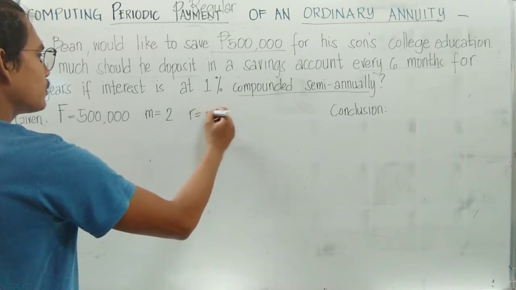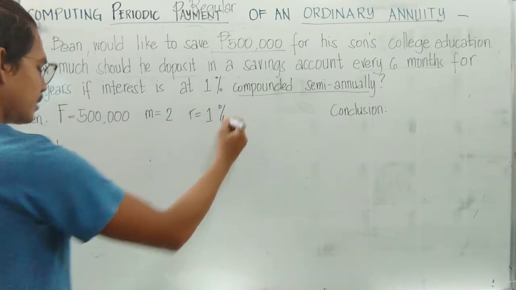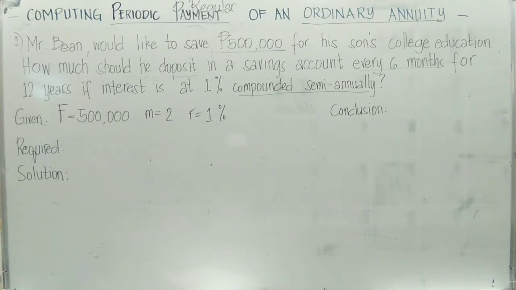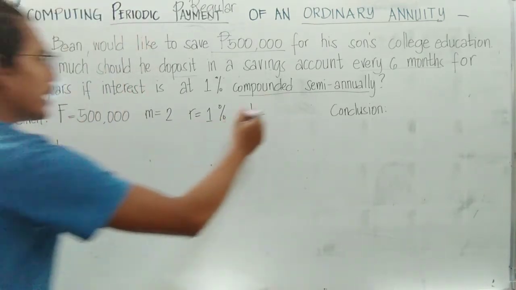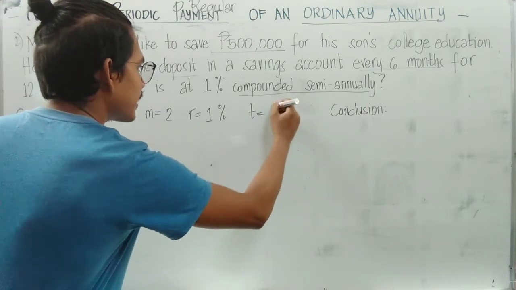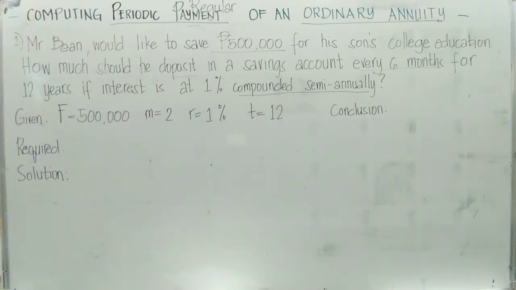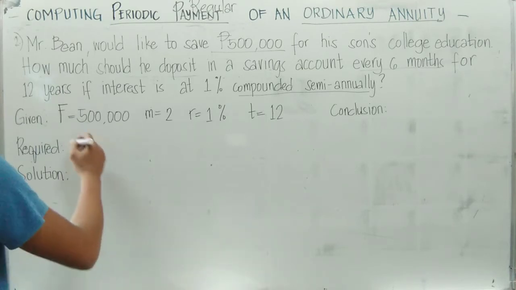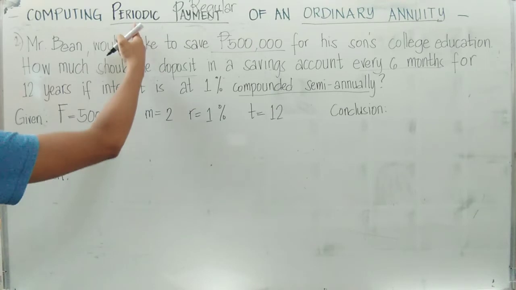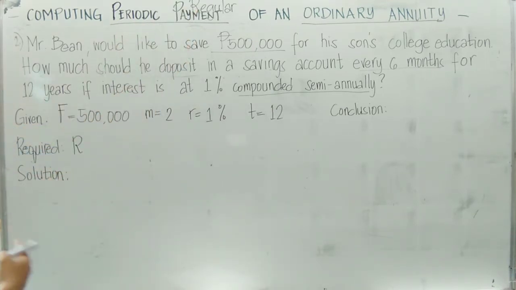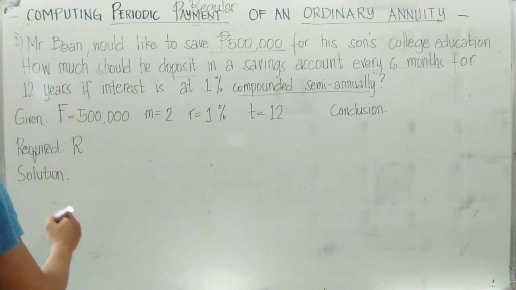So r is equal to 1%. Okay? Then our t, the time or term of this annuity, is 12. Okay, so what is required is computing your R, or your periodic payment. R denotes regular payment, and regular payment is also known as periodic payment. Okay? Then let's proceed to your solution.